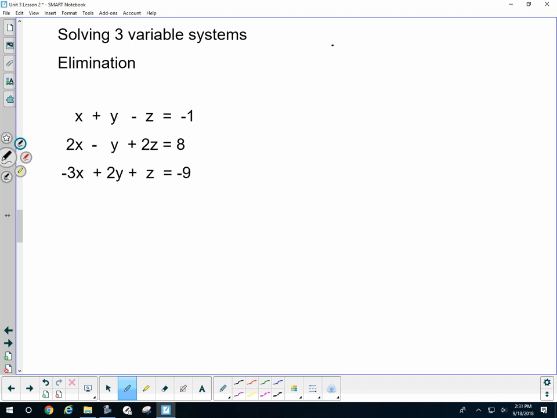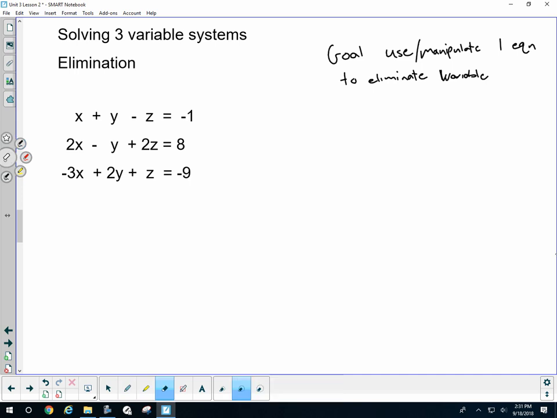Our goal is to use one equation and manipulate one equation to eliminate one variable, but it needs to be the same variable from the other two. Okay? Now, I got x and y and z.